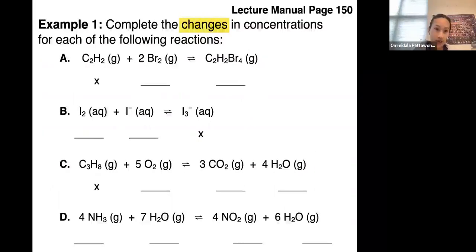Now let's take a look at example 1. In example 1, we are going to look at the change of the concentration X. We don't know how much X is, but we are going to look at the X with the ratio of the chemical equation. Let's take a look at 1.